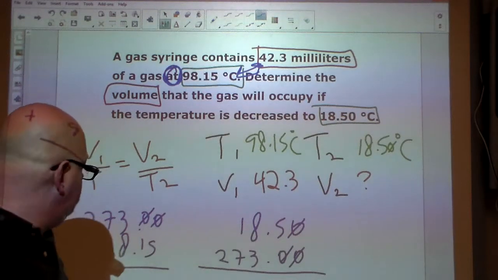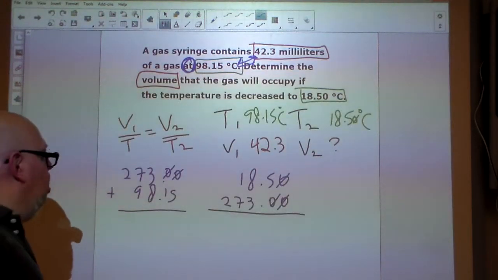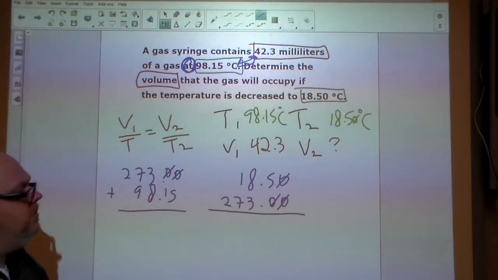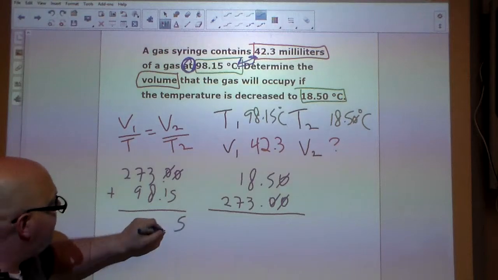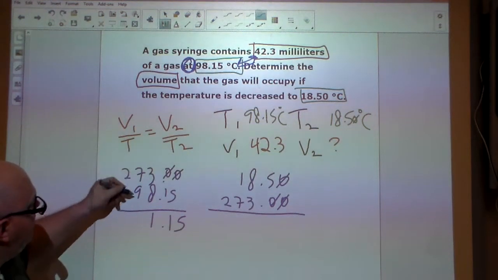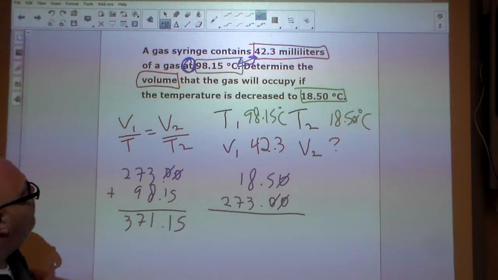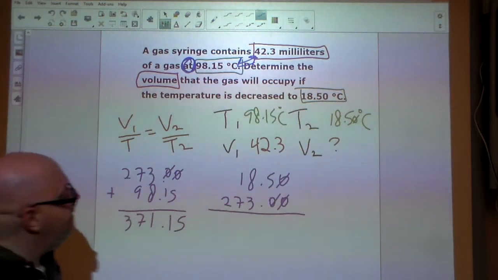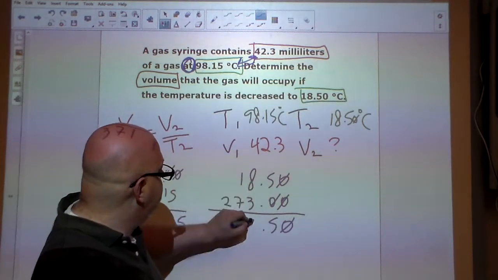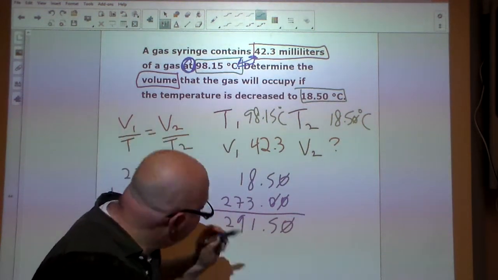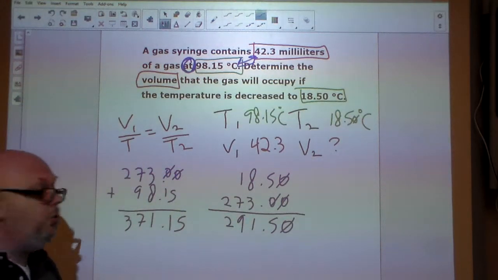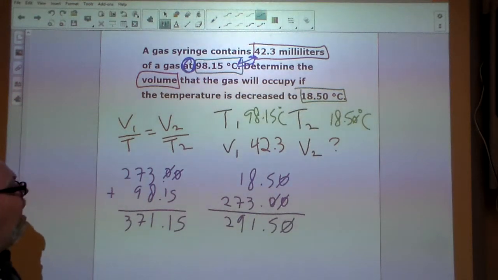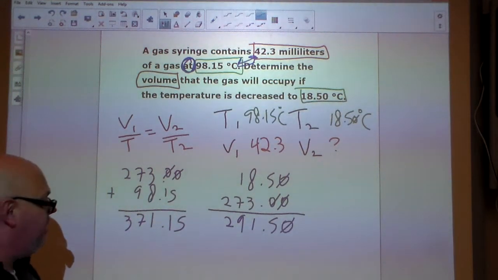So now we're converting our temperatures from Celsius to Kelvin. Does it matter which one I put on top? No, it's still going to come out the same. So for our temperature 1, it's 371.15. And the second temperature, which is definitely lower, is going to be 291.5 Kelvin. So, wow, we have some definite temperature changes here.